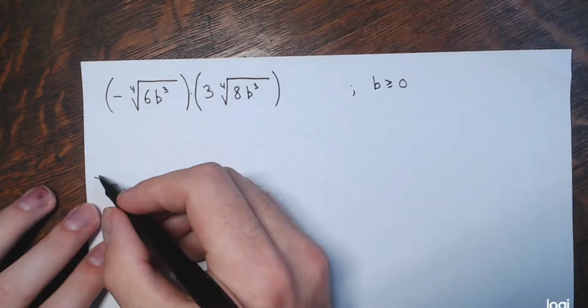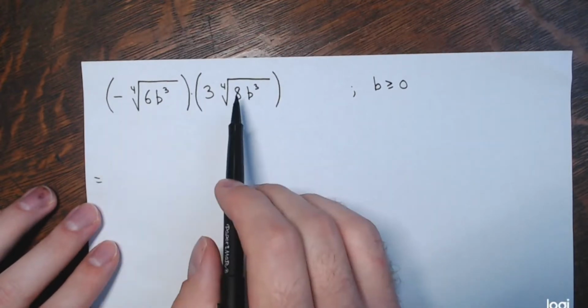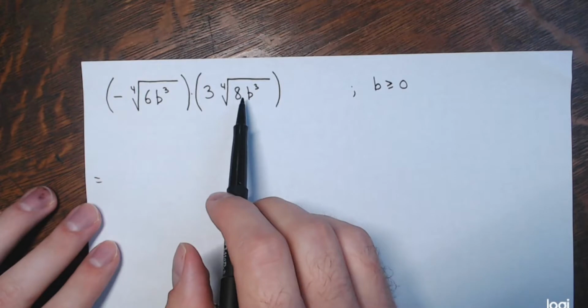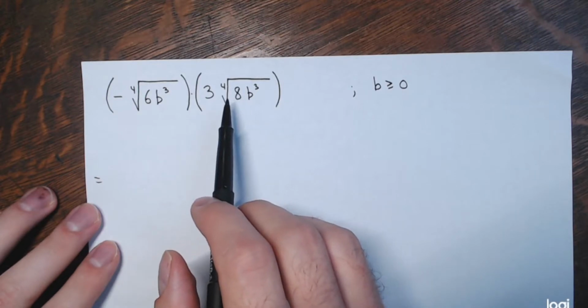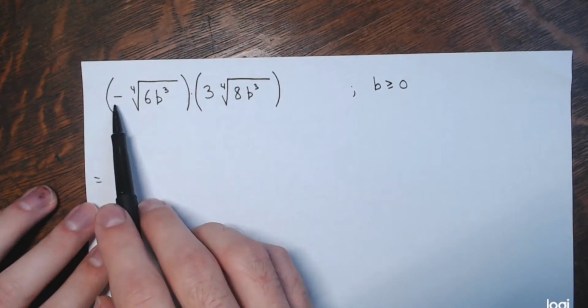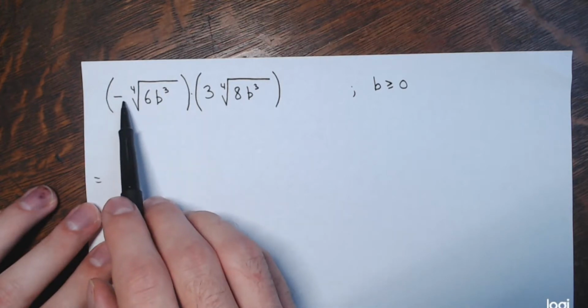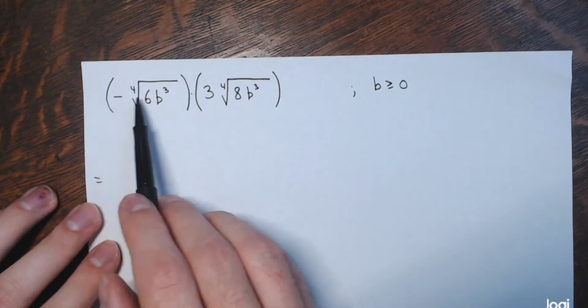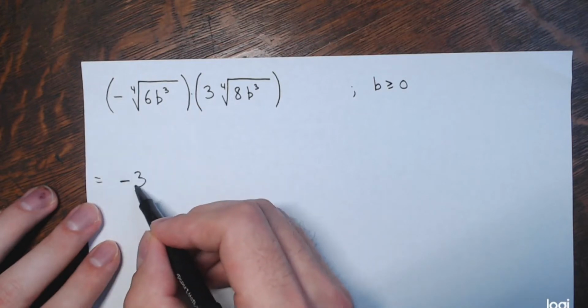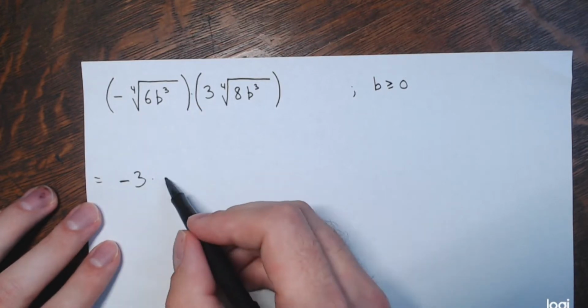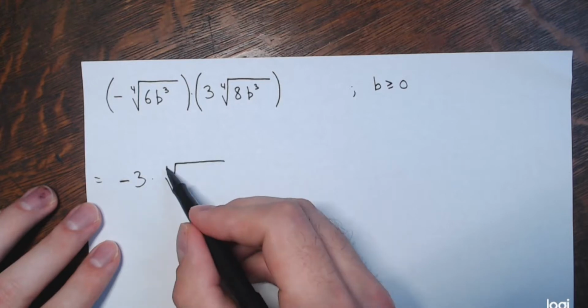All right, so same deal, no distributing, just a big product here, a bunch of factors. Multiply the non-radical factors: negative 1. If there's nothing there, there's a 1. Negative 1 times 3 is negative 3. Times, and then you have the fourth root.